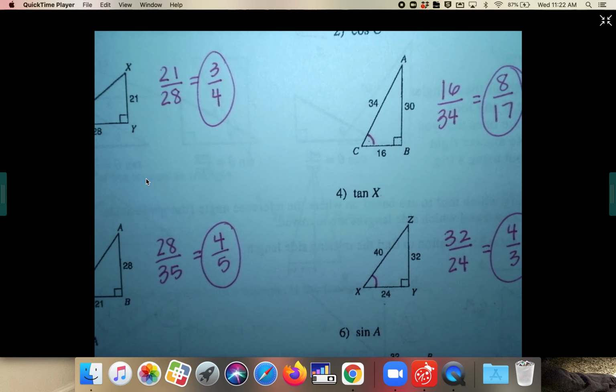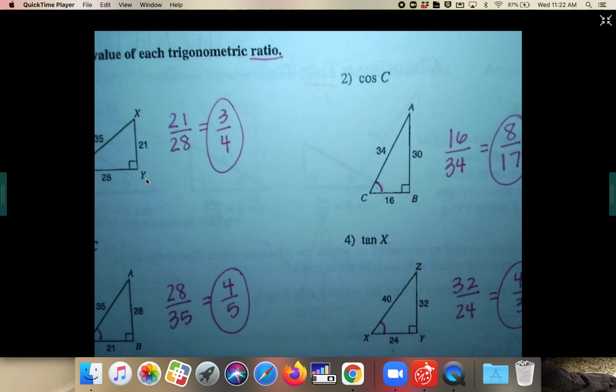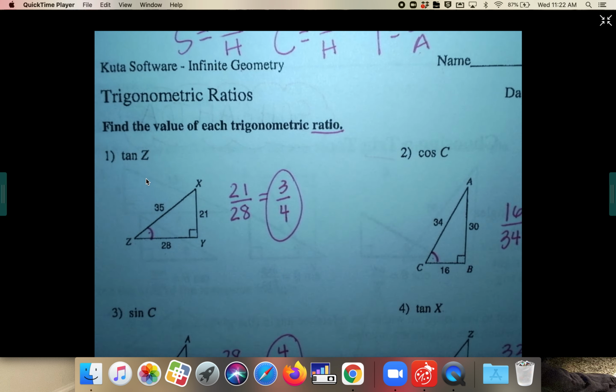Okay, I think you guys hopefully are good. Otherwise, be sure to ask questions over these ratios.